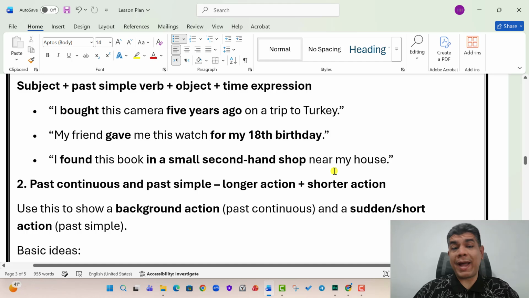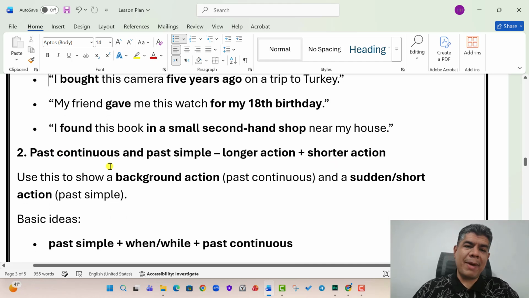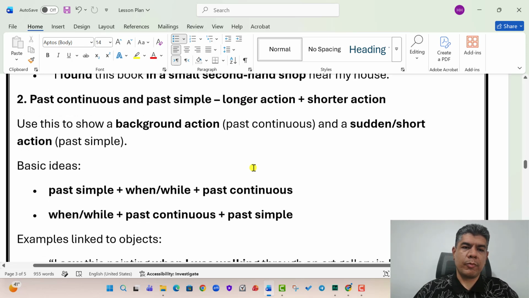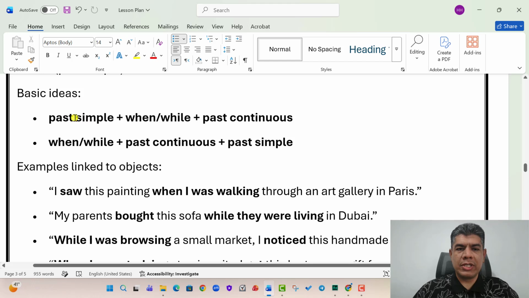Now, let's add past continuous. So we say past continuous, past simple: longer action plus shorter action. Take a look. Let me show you. So you can use these two formulas. Past simple first. If you don't want to use past simple at the beginning, you have to come up with these two connectors. So take a look.